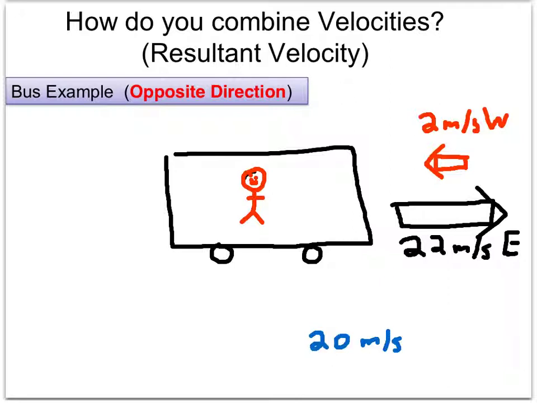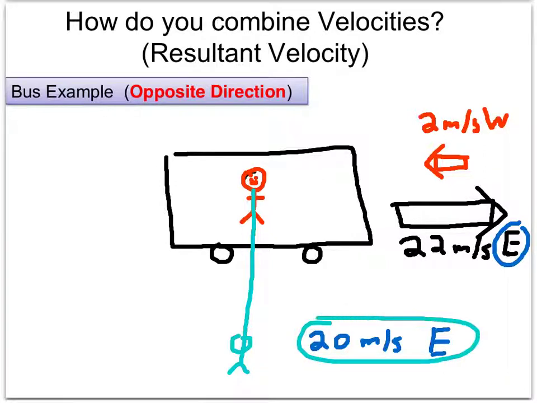And you would always take the bigger direction. So the direction is east. So this person is actually, if he or she was being radared by a cop that was sitting on the sidewalk down here, the speed the cop would actually detect would be 20 meters per second east.